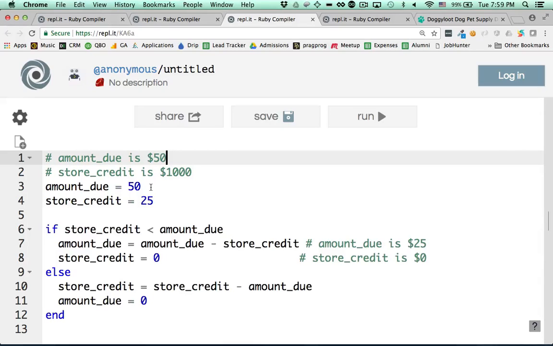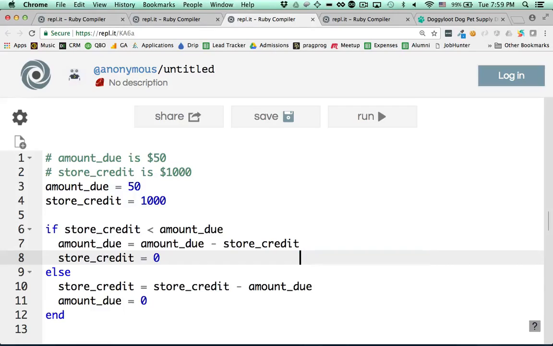In this case, the amount due is still $50, but I've got $1,000 in store credit. So the other fork in the road of the conditional gets triggered, right? Because the condition that store credit is less than amount due is no longer applicable to our scenario. Our store credit is way more than our amount due. So the else is what gets triggered.